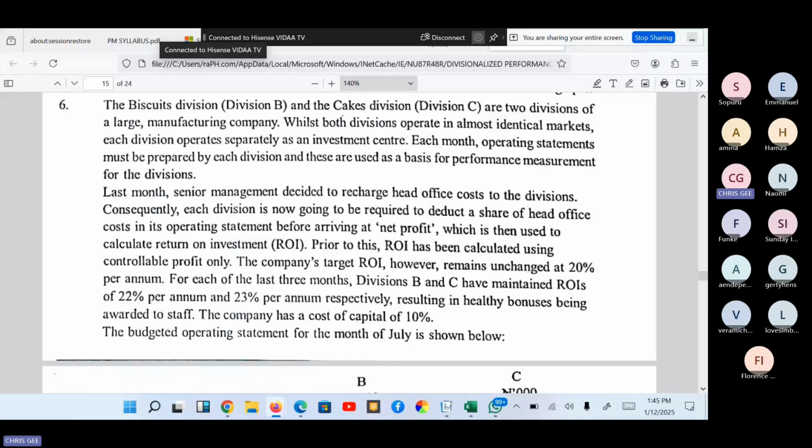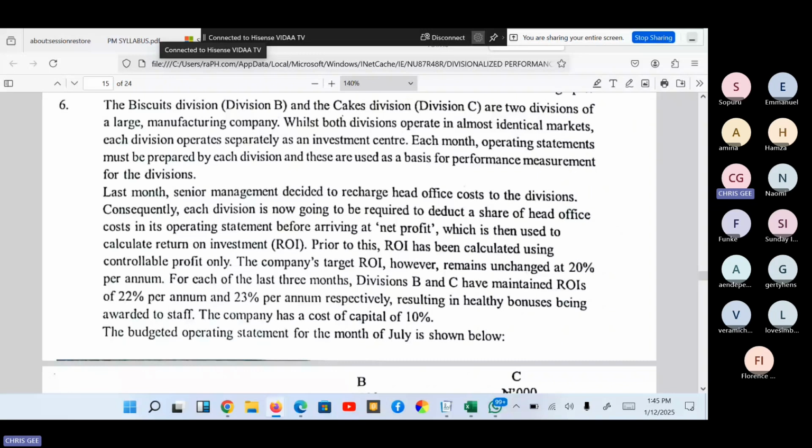Now, look at what they said. Prior to this, ROI has been calculated using what? Controllable profit only, which is the ideal thing to be done, right? The company's target ROI, however, remains unchanged at 20% per annum. For each of the last 3 months, division B and C have maintained ROIs of 22 and 23% per annum, respectively. It means they've been meeting up with their bonuses and all that, right? But remember, they were using controllable profit.